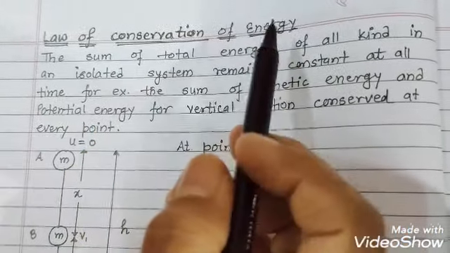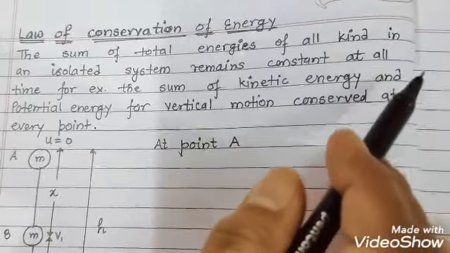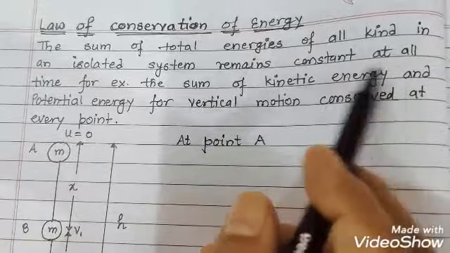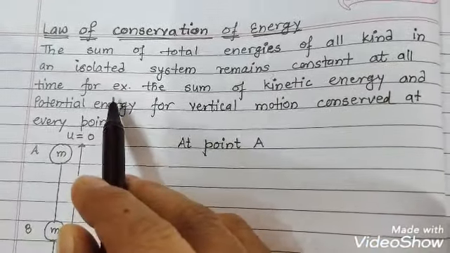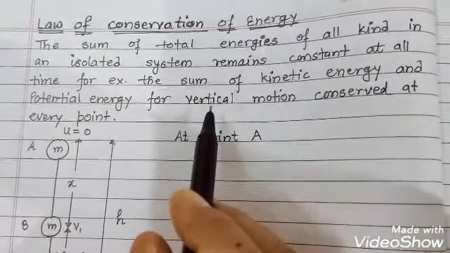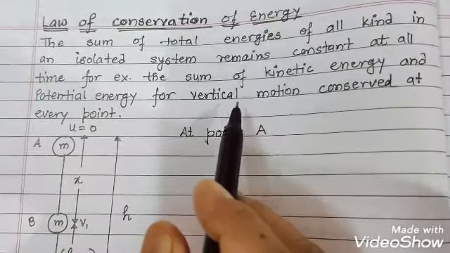Law of conservation of energy. The sum of total energies of all kinds in an isolated system remains constant at all times. For example, the sum of kinetic energy and potential energy for vertical motion is conserved at every point.